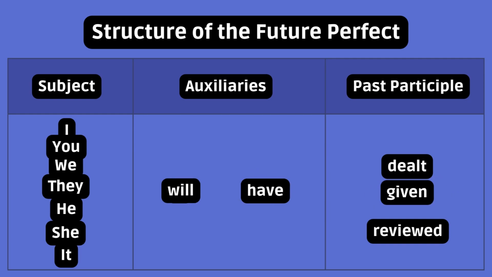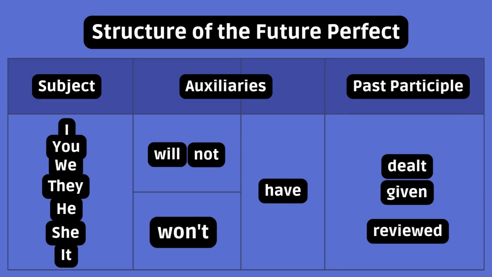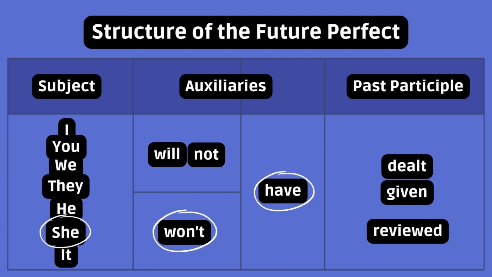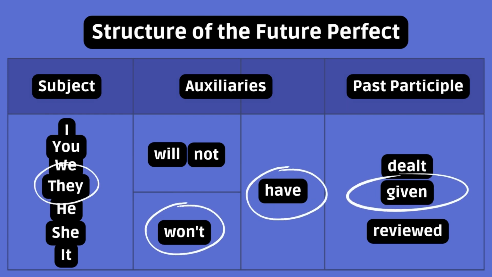Squeeze not between the two auxiliaries to form the negative, or merge will and not to form won't, which is very commonly used in spoken English. So we get, she will not have reviewed, she won't have reviewed, we will not have dealt, we won't have dealt, they will not have given, they won't have given.